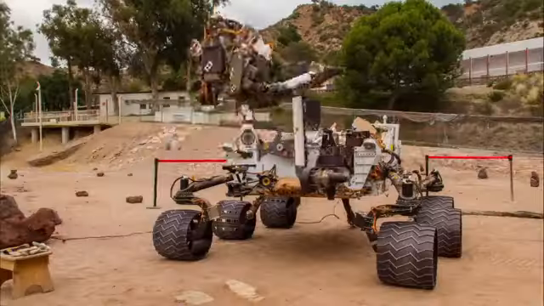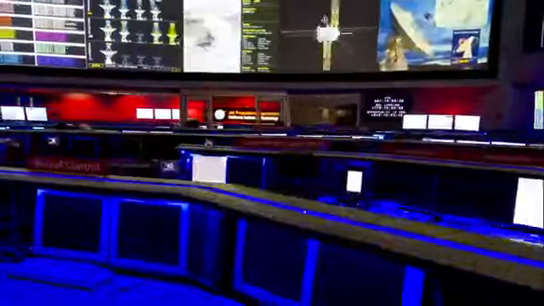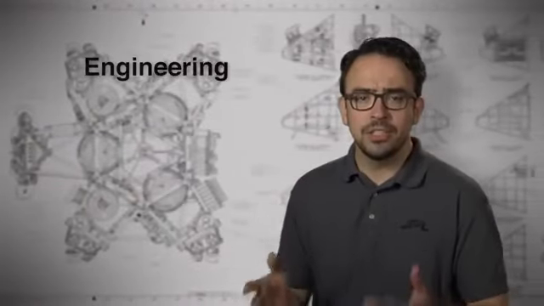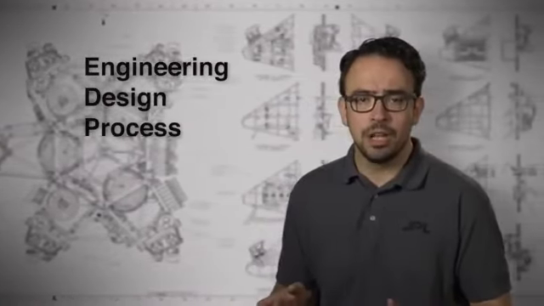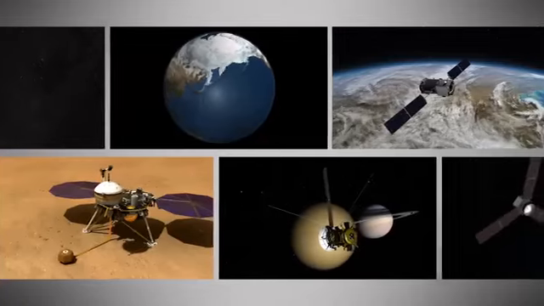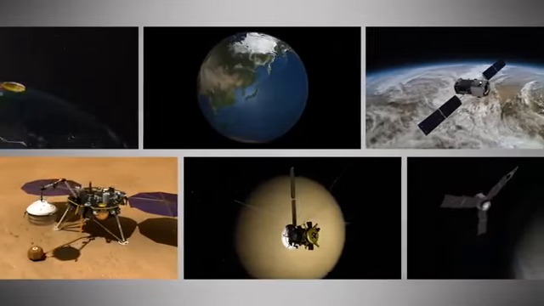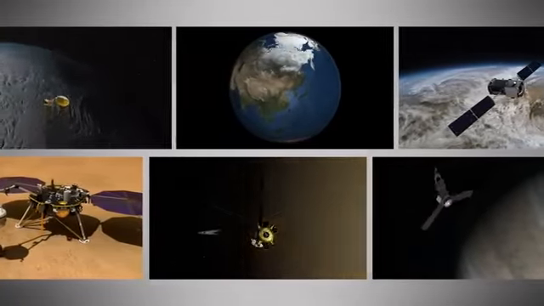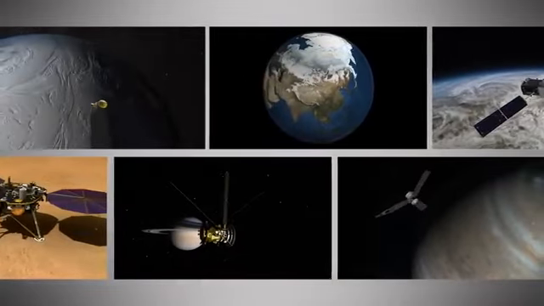Welcome to the Jet Propulsion Laboratory, NASA's lead center for robotic exploration of the solar system. Here at JPL, we use the engineering design process to develop technologies that answer some of the most challenging questions and reveal some of the biggest mysteries in the universe. The engineering design process is essential to understanding the science of Earth, our solar system, and the universe.